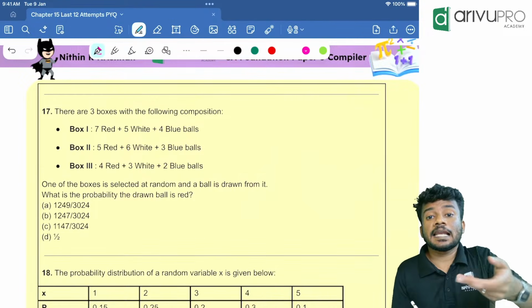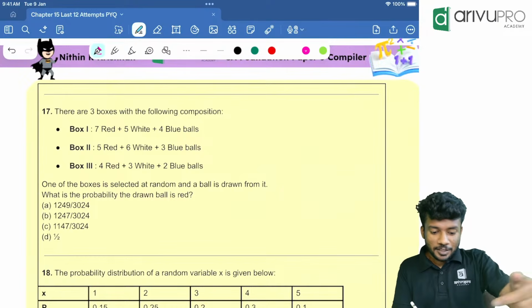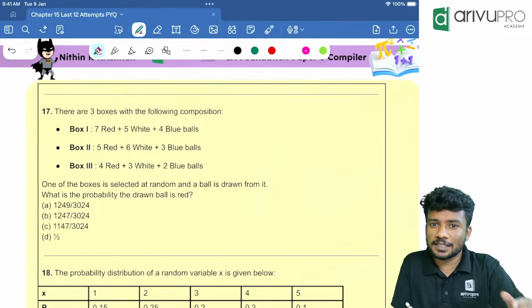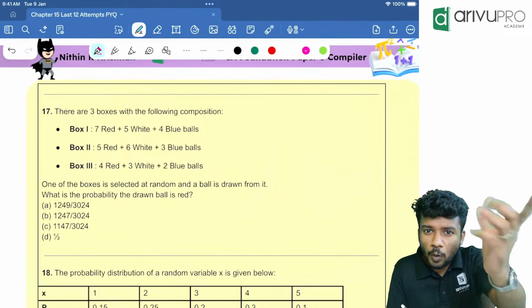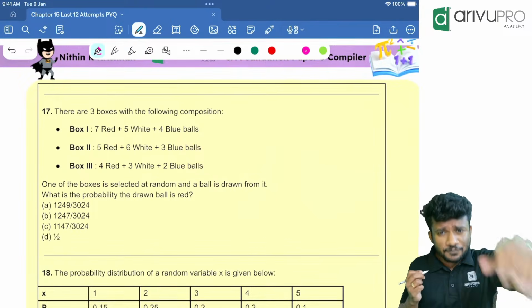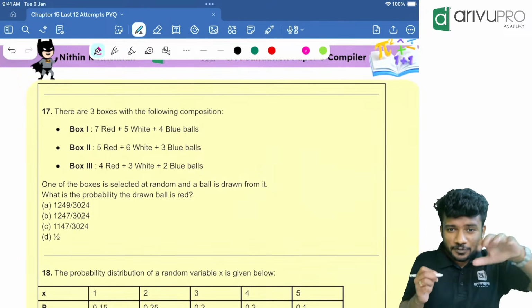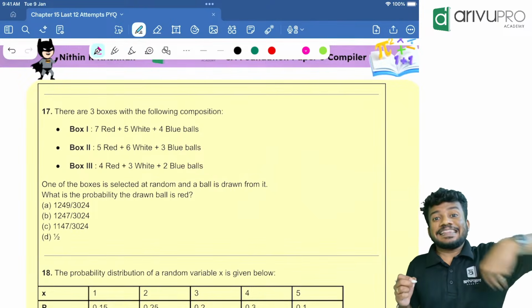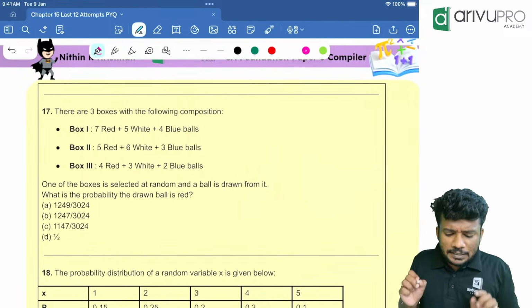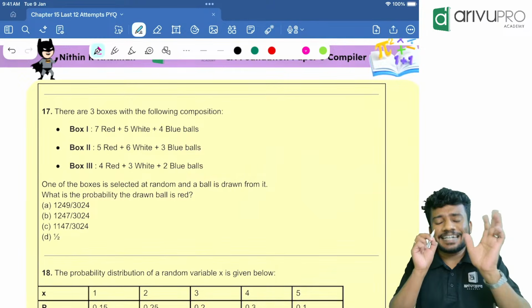So we need to select the box also. Selecting the box, 3 boxes are there. It is an equally likely event. So 1 by 3 will be the probability of selecting one box. Then a ball is drawn from it after selecting the box. So first we need to select the box, then we need to select a ball from it. What is the probability that the drawn ball is red is the question.